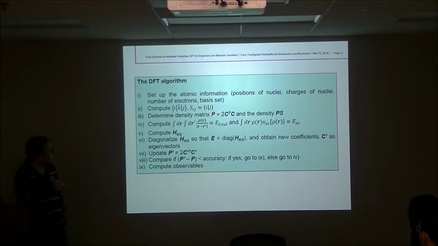And then we determine our density matrix as we did, and the density. Please watch this, the density matrix is not the density. We obtain the density by multiplying our expansion coefficient matrix with the overlap matrix. This is important. Actually, S doesn't change. We have some kind of bijective mapping, but the density itself is not the density matrix.